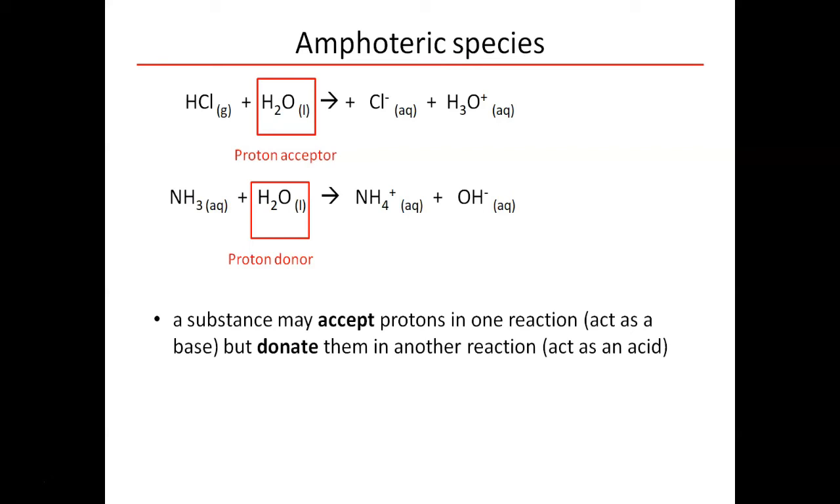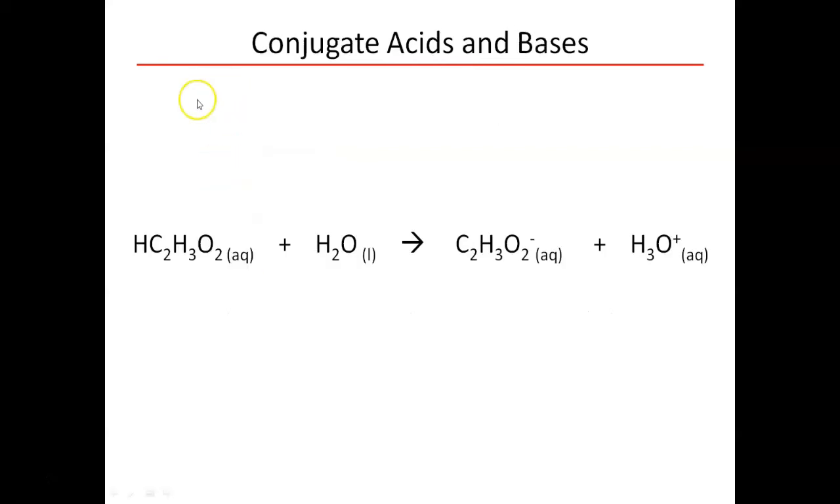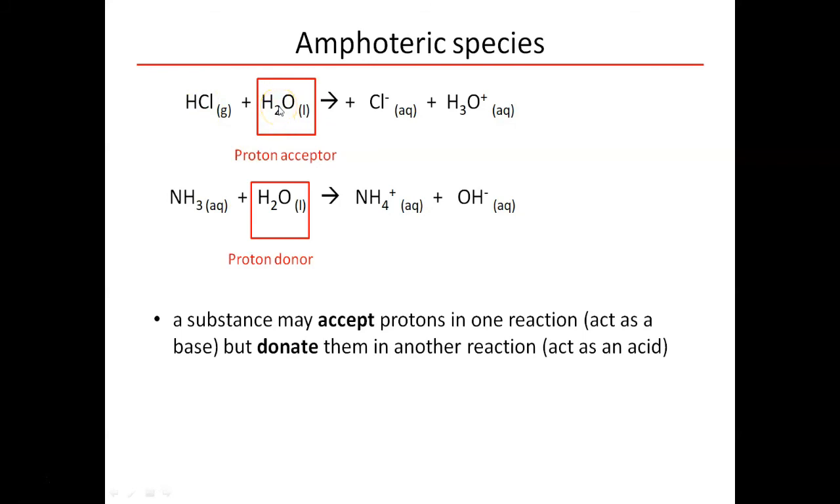Now I want to point out that to be a proton acceptor or proton donor, my substance doesn't have to be water, right? So I could have HCl react with my bicarbonate, HCO3 minus, and I'd form Cl minus and H2CO3. And then I could have my NH3 react with my bicarbonate, HCO3 minus, to form NH4 plus and CO3 2 minus. So water does not have to be involved. Substances that can both donate and accept are called amphoteric species.